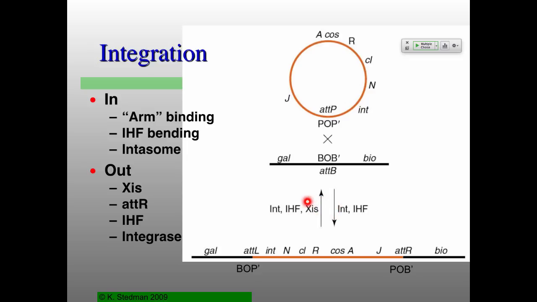But then you also need this excisionase, XIS factor. And so this is what drives the reaction here to excision. In the absence of excisionase, you're going to end up getting integration. And that, again, not surprisingly, the expression of this, I'm sorry, not the integrase gene, the excisionase gene is repressed by the presence of what protein?